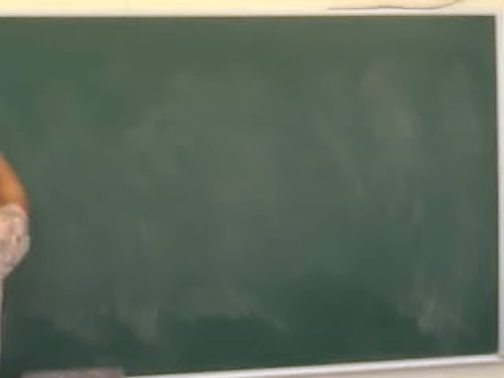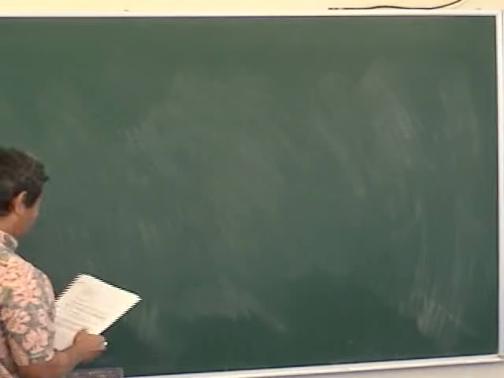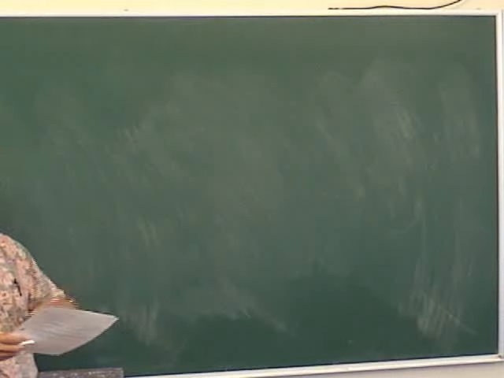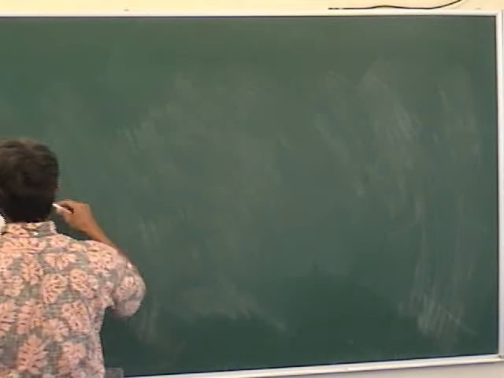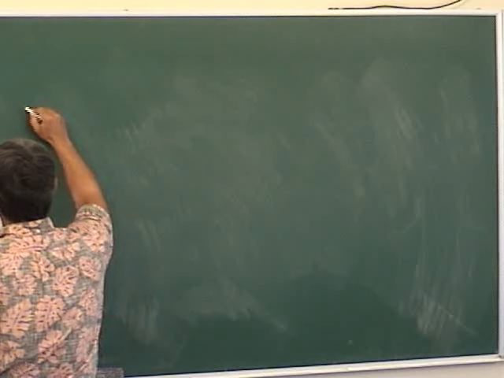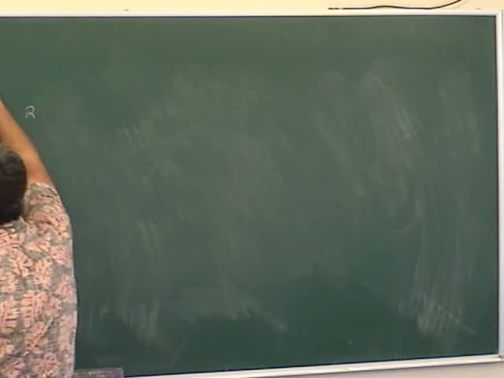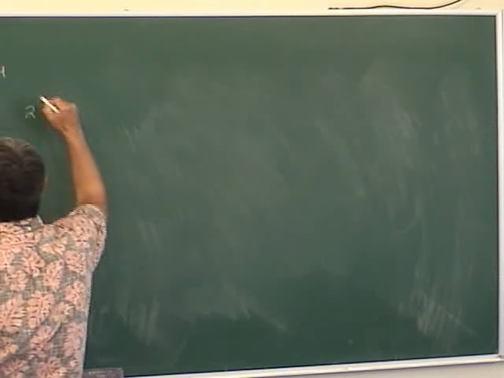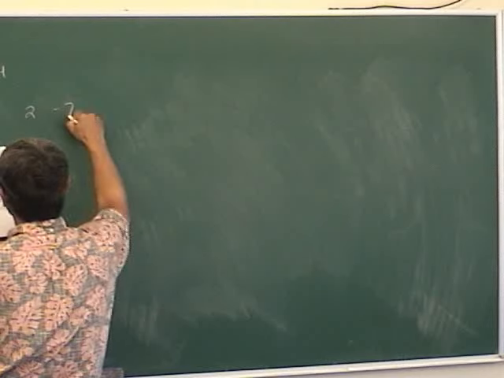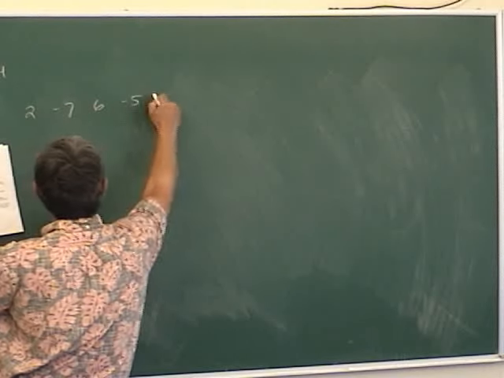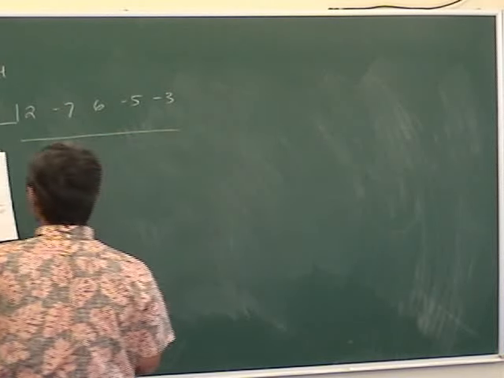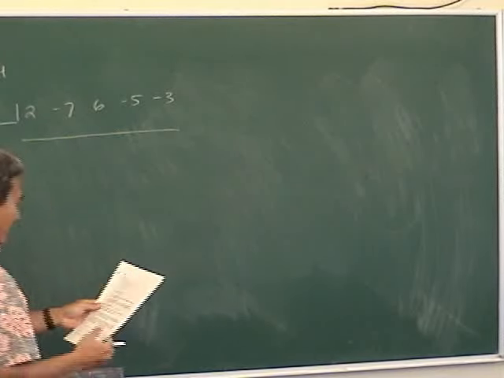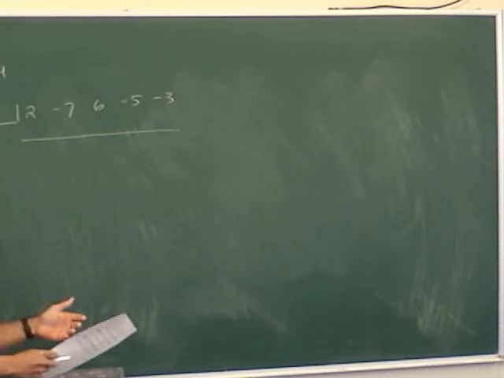Okay, number 4. Now, you guys better understand this upper bound, lower bound thing. It's on Monday's quiz. Okay, so you're given a polynomial equation. So let's write the coefficients down. This is on poly 4 now. 2, 7, 6, -5, -3. Find the smallest positive integer that is an upper bound.